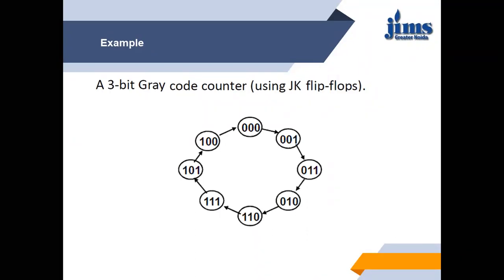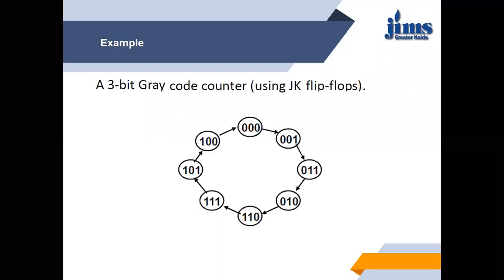Don't bother about its binary value because binary value will be different. We are using a 3-bit gray code counter. The sequence will be in the gray code and the number of bits required is 3. When we are using 3 bits, that means we are using 3 JK flip-flops to design this particular gray code counter.